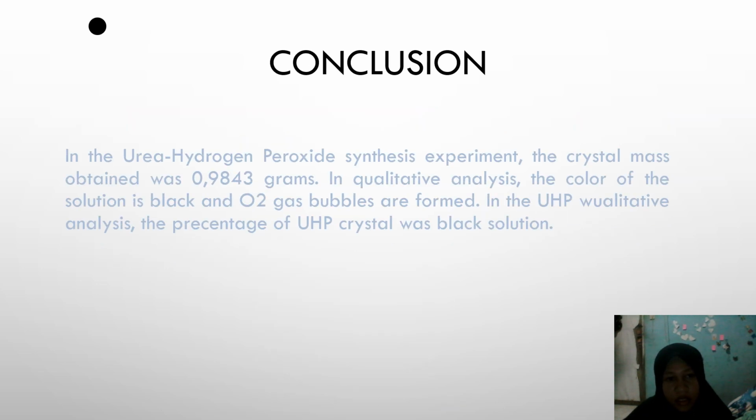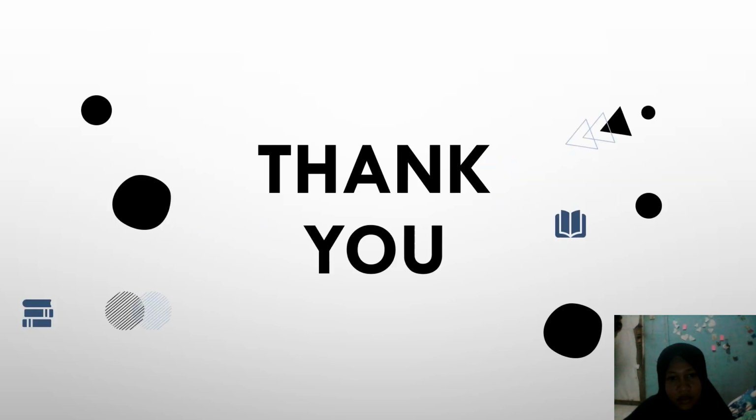Conclusion. In the urea hydrogen peroxide synthesis experiment, the crystal mass obtained was 0.8943 grams. In the qualitative analysis, the color of the solution is black and O2 gas bubbles are formed.